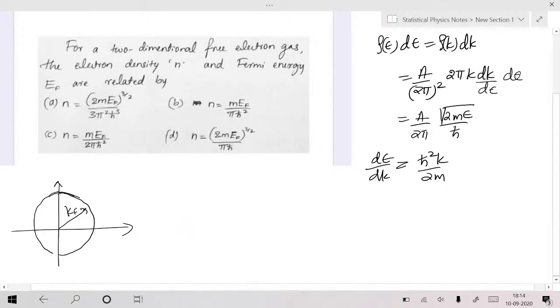So that's a good idea. Again, finding the total, writing the expression for the total number directly. At 0 degree Kelvin, all the states whose k value is between 0 and kf are completely filled.